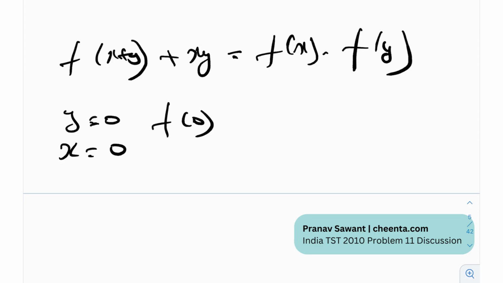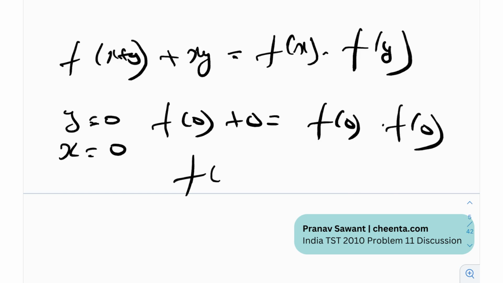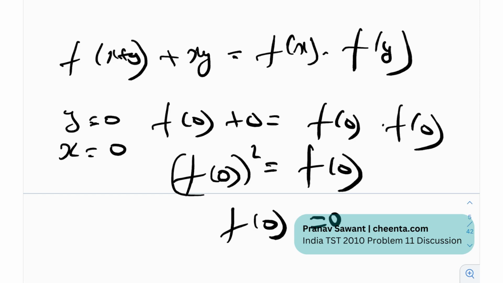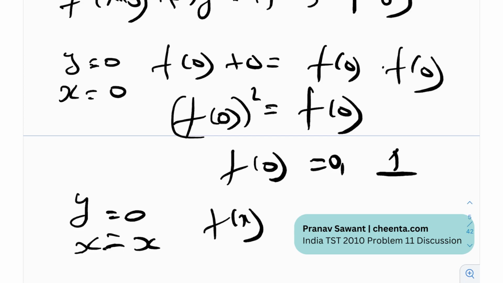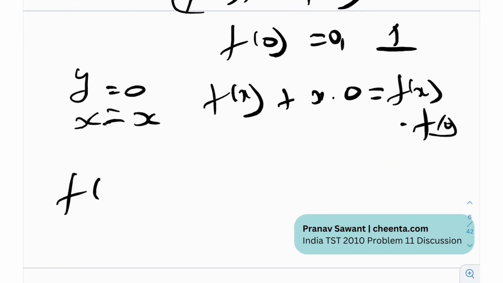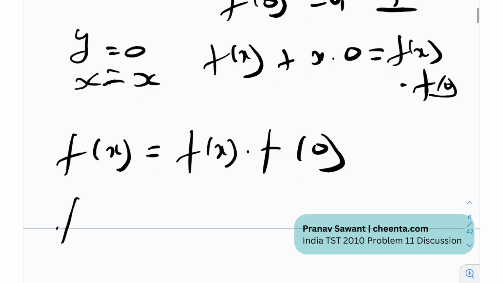So I'll get f of 0 plus 0 is equal to f of 0 times f of 0, right? So that essentially means that f of 0 whole squared is equal to f of 0. So f of 0 can again be 0 or 1. Well, I think let's just keep it at that. The second thing that I'm going to do is maybe plug in y is equal to 0 and x equals to x. Right, and let's just see what we get. I'll get f of x plus 0, x times 0, is equal to f of x times f of 0. And this is really nice because f of x then becomes f of x times f of 0. So I can just bring f of x to the left hand side.